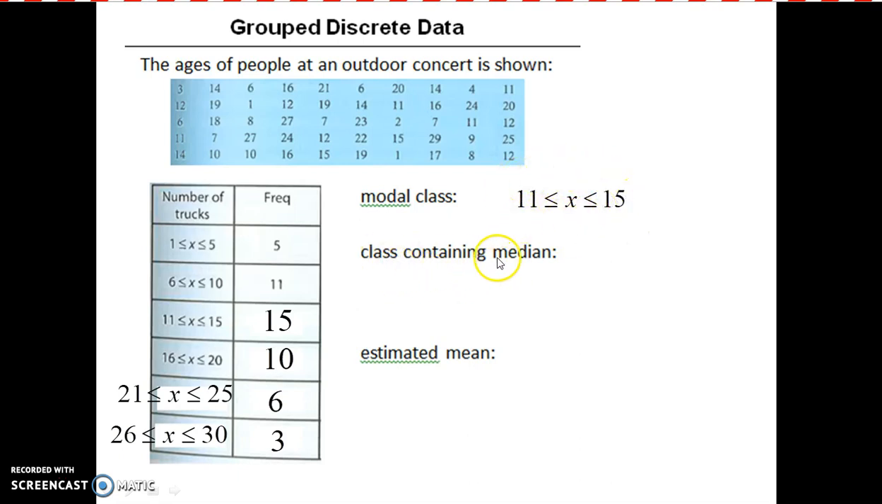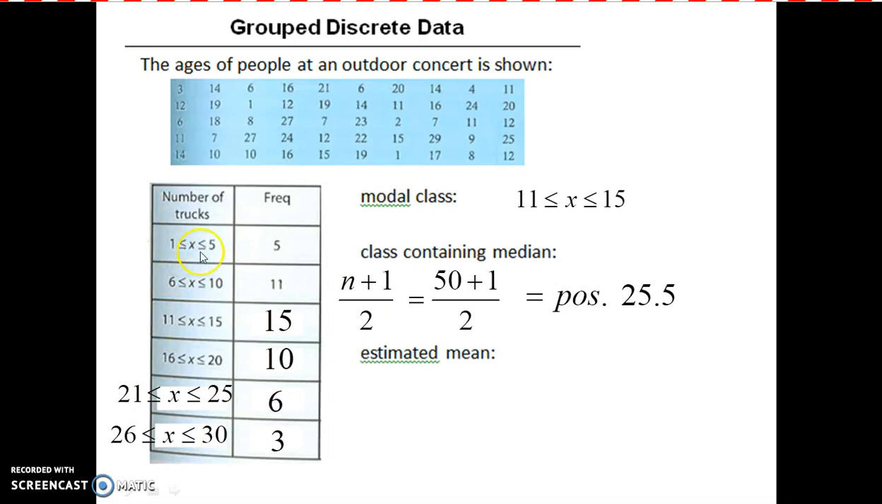Then the class containing the median. So we're going to look at which of these categories here contains the median. Again, to find the median, we do n plus 1 divided by 2. Here we have 50 pieces of data. So 50 plus 1 divided by 2. That's 51 divided by 2, which is 25.5. So position 25.5. Again, we cannot go in order like this to find the position because these are all out of order. So we go to our table.